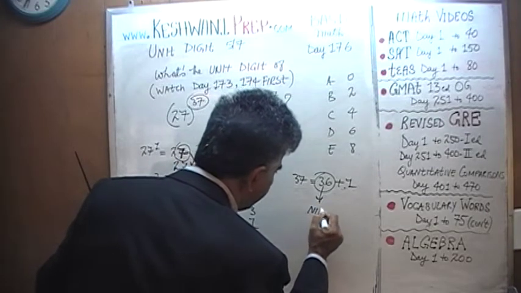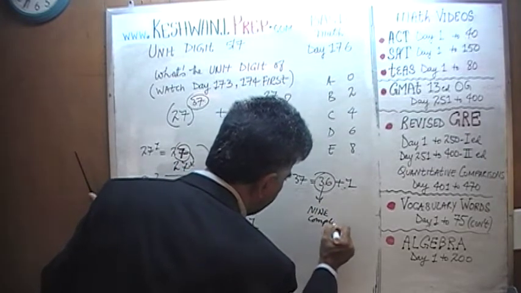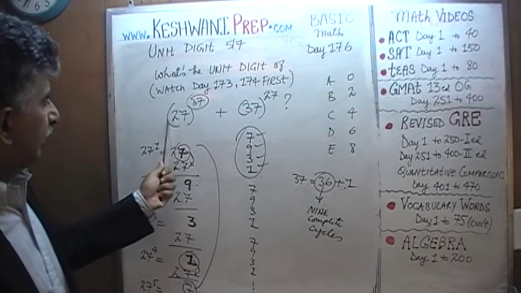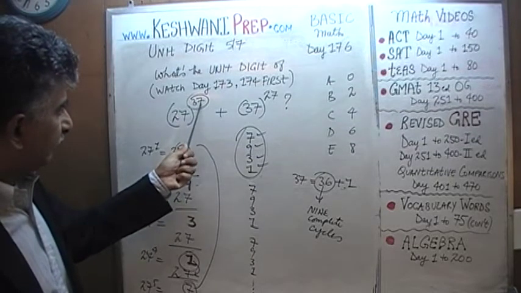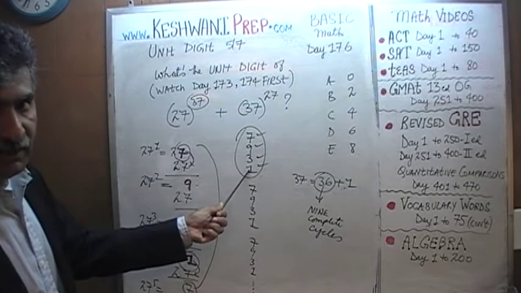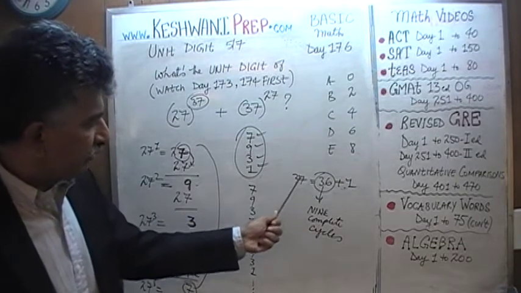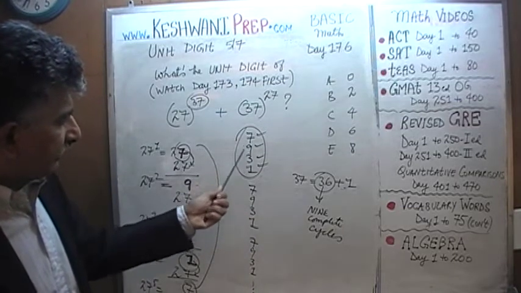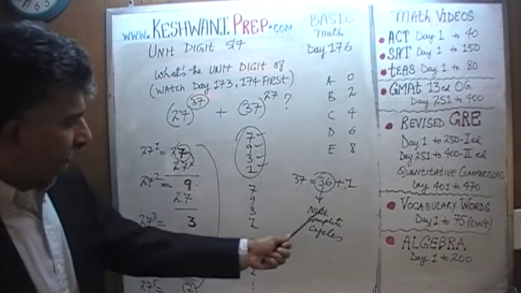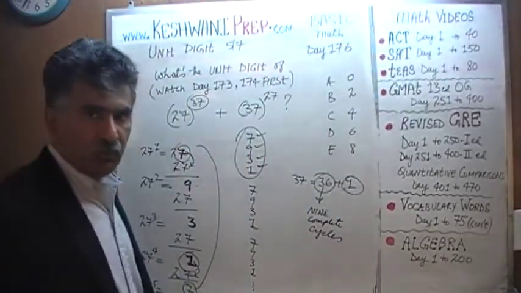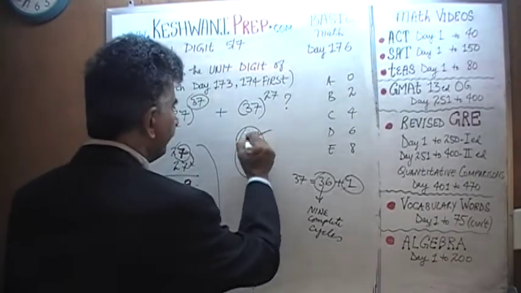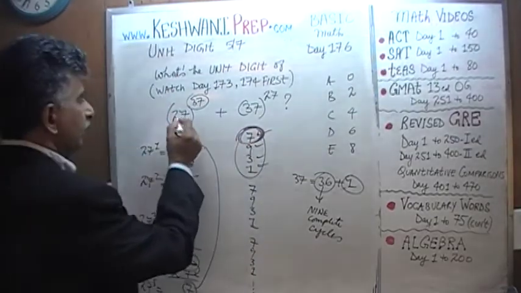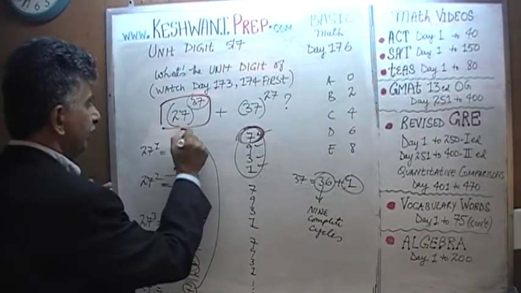36 represents 9 complete cycles. In other words, 27 raised to 36 would have ended in 1. We would have had 9 complete cycles. Here, we don't have 36, we have 37, which means after we finish the 9 complete cycles, 7, 9, 3, 1, 7, 9, 3, 1, we still have one more to go. The very first bead in the cycle is 7. Which means 27 raised to 37 will end in a 7.